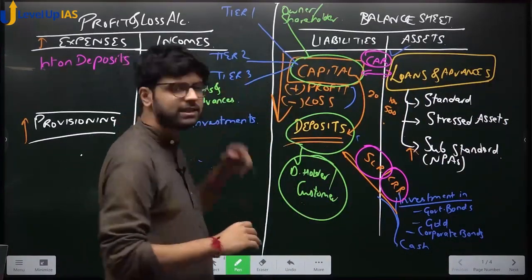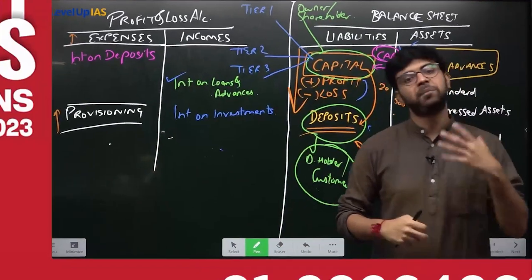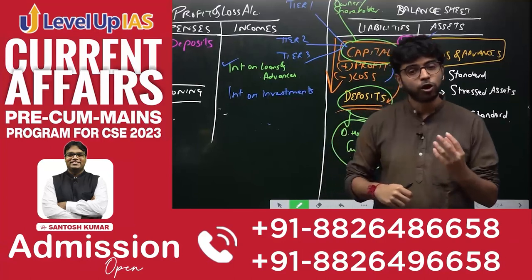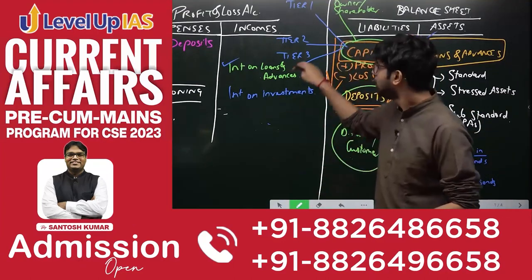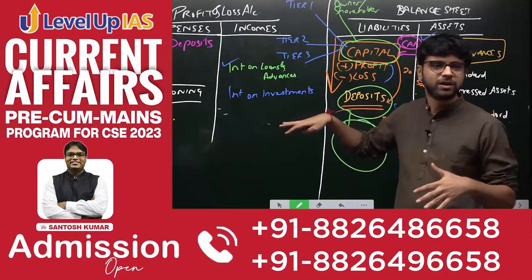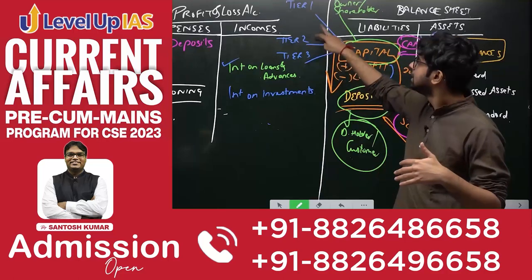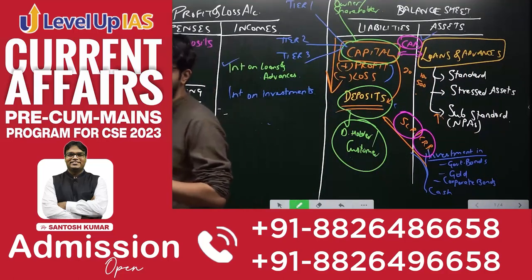Now, what is the difference? Conceptually, I will tell you what is the difference. Tier 1 capital is the most permanent capital. Tier 1 is the capital of the original founders. Tier 1 capital is of the original owners. Tier 2 is more in the nature of subsidiary owners who are looking for short-term investment and all. So, this keeps on changing. This is the permanent capital. Just for conceptual understanding, I am going to tell you.